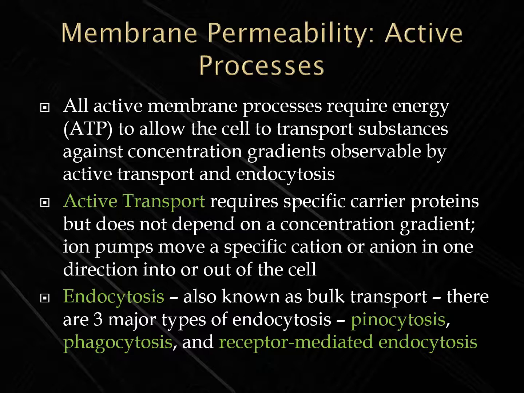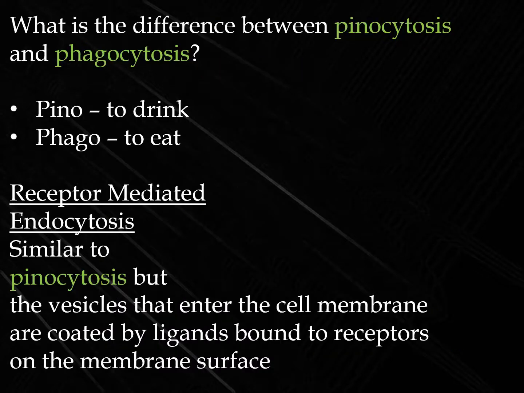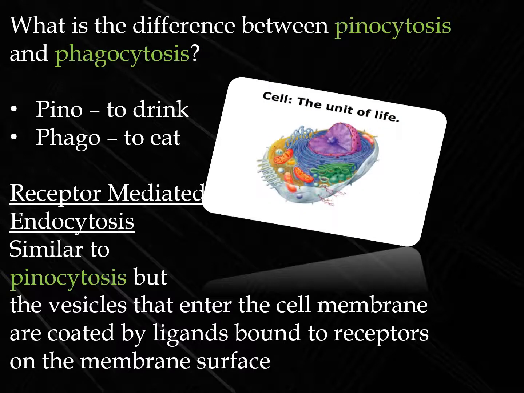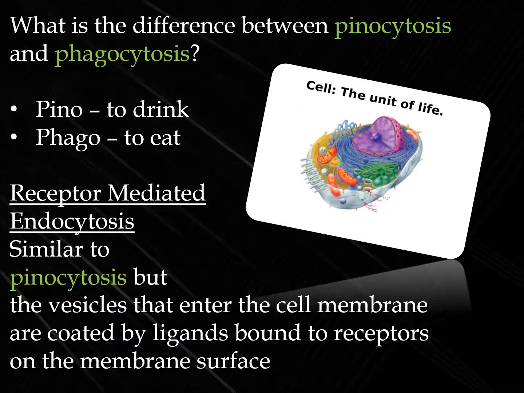Endocytosis, also known as bulk transport, involves three processes: pinocytosis, phagocytosis, and receptor-mediated endocytosis. What is the difference between pinocytosis and phagocytosis? Pino is to drink and phago is to eat.